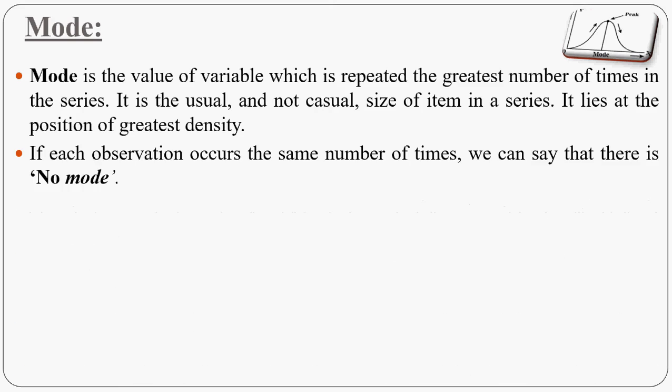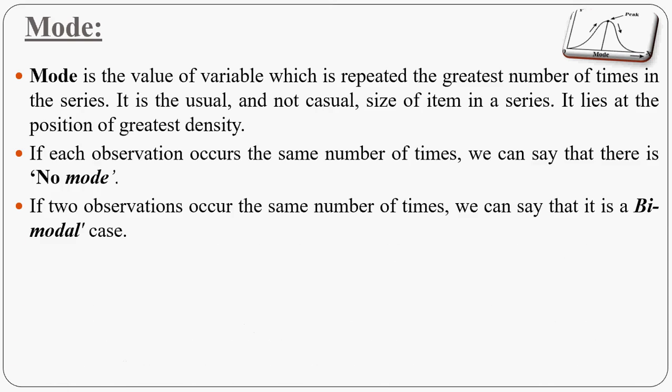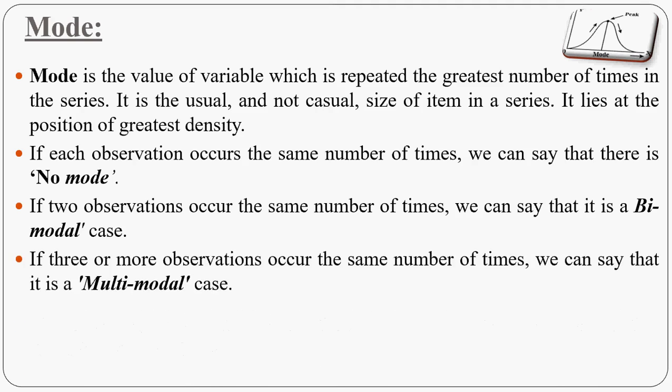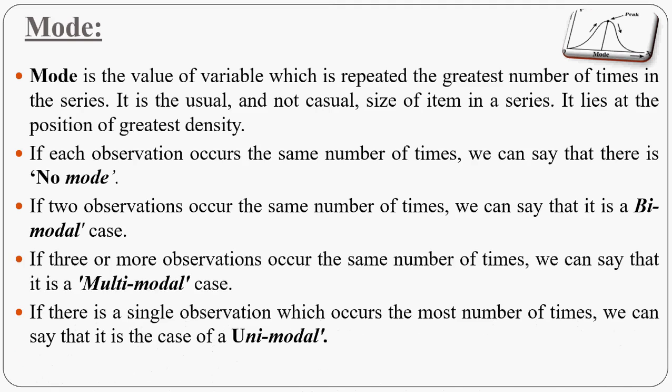So if each observation occurs the same number of times, we can say there is no mode. If two observations occur the same number of times, we say bimodal. If three or more, we say multimodal. If there is a single observation which occurs the most number of times, we can say this is the case of unimodal. So if it is two, bimodal; three or more, multimodal. This is the point we have to keep in mind.